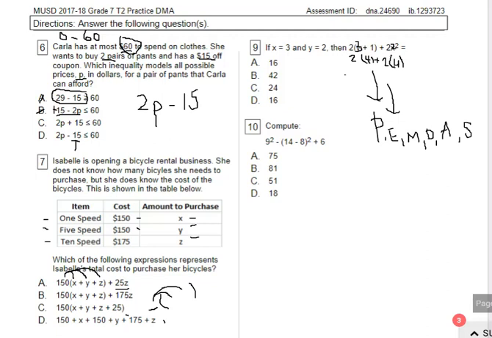Hey guys, so I did a few problems before I started the session or the recording, but I wanted to kind of share with you. If you take a look at question number 6, there are quite a few pieces in the word problem that you really need to focus on.